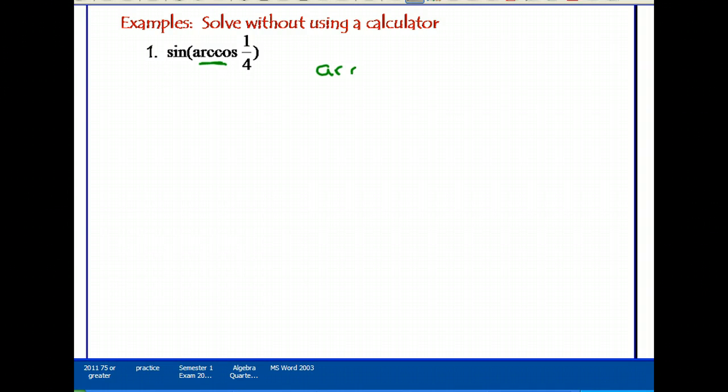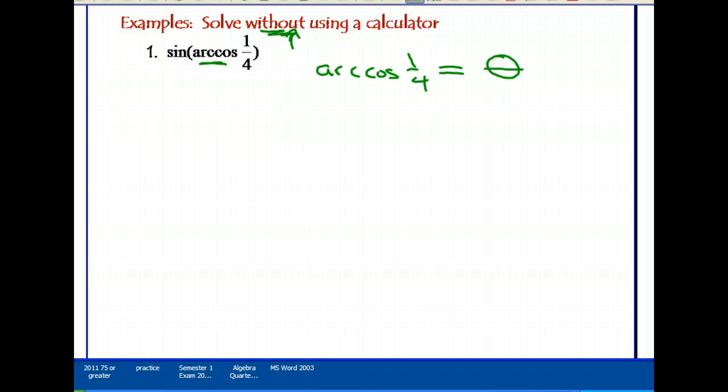Let's start on the inside, the arc cosine of 1/4. What does that equal? Especially without a calculator. The arc cosine of 1/4, what does that equal? I don't know. But I know inverse trig functions give me angles for an answer. So whatever it is, I'm just going to call it theta.